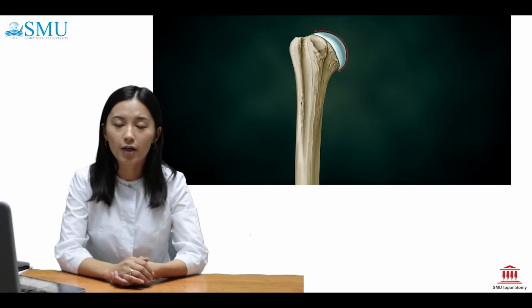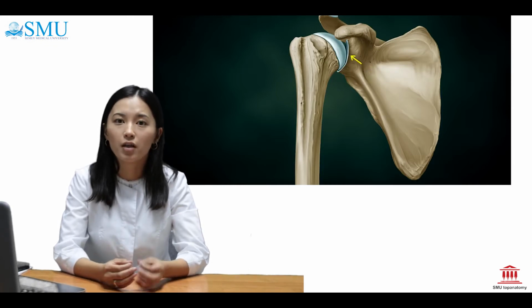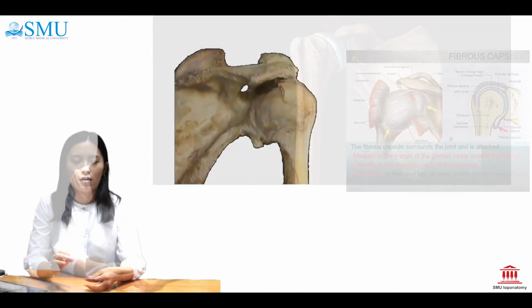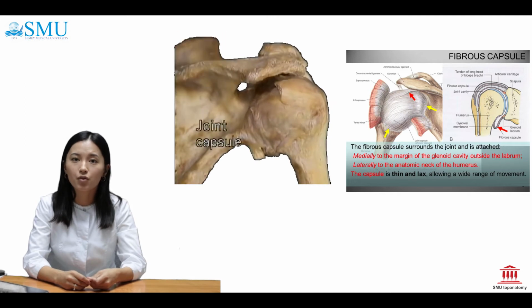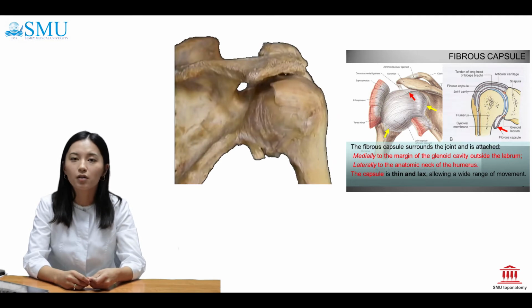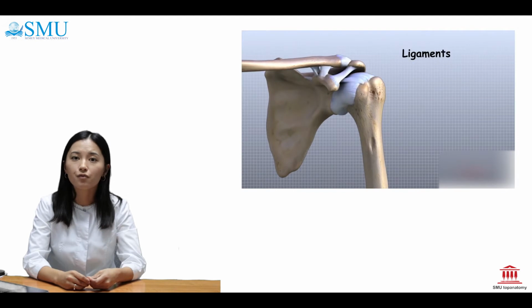The large head of the humerus articulates with the shallow glenoid cavity of the scapula, and it deepens with the fibrocartilaginous ring-like shaped glenoid labrum. Fibrous capsule surrounds the shoulder joint and attaches superiorly to the margin of the glenoid cavity and inferiorly to the anatomical neck of the humerus. Fibrous capsule is reinforced by the ligaments, coracohumeral ligaments and glenohumeral ligaments, and also rotator cuff muscles.